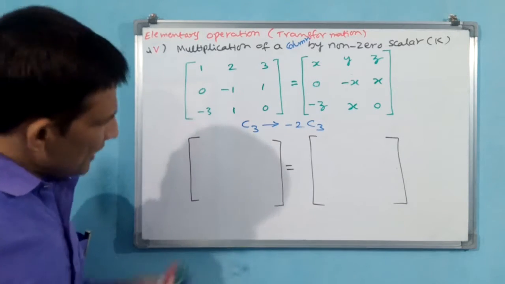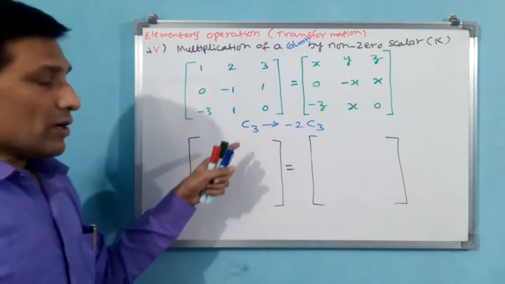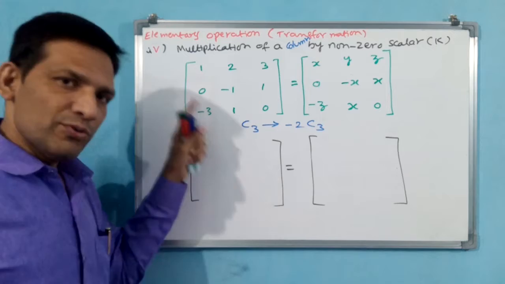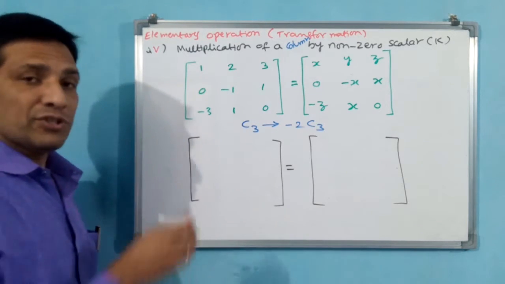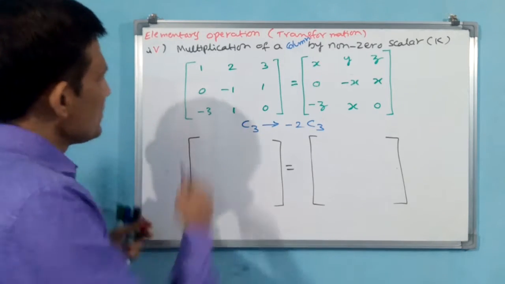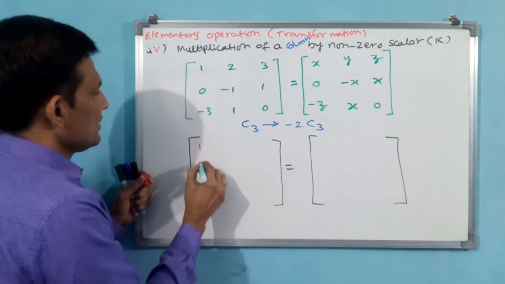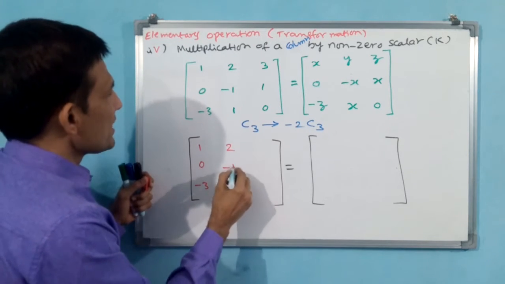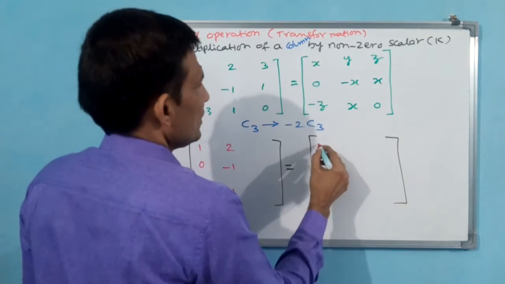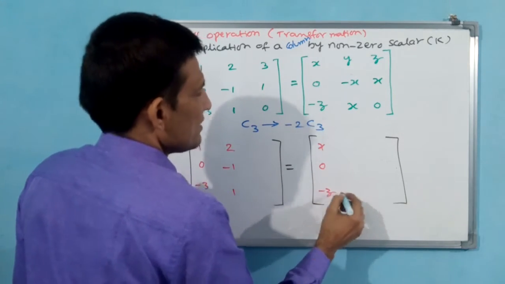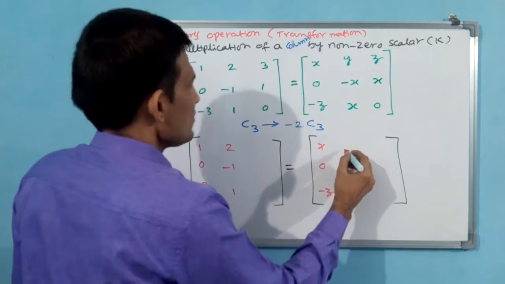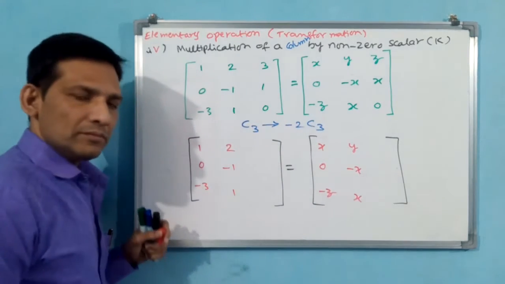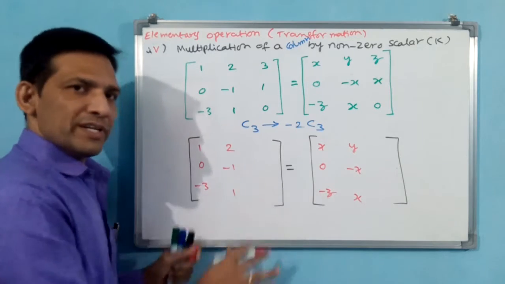Let us write. What is going to come? Have you seen any C1 or C2 has come? No. That means C1, C2 you have to copy directly, not R. Copy C1 first: 1, 0, minus 3. C2 also you can copy: 2, minus 1, 1. Here also x, 0, minus z, and y, minus x, x. C1, C2 intact you have written.